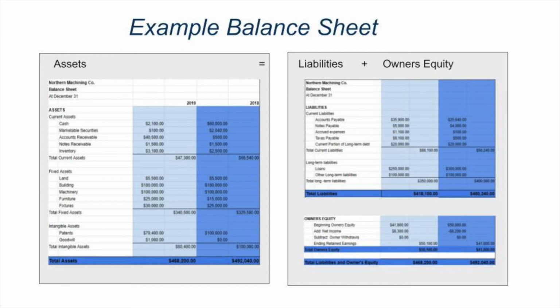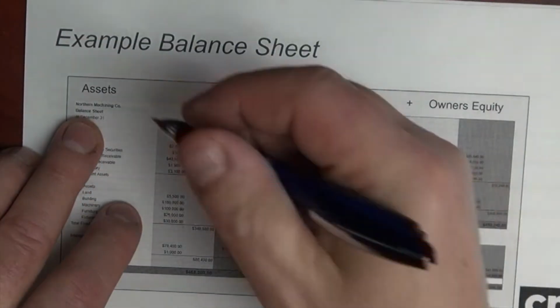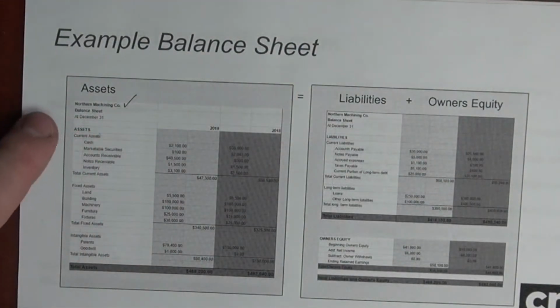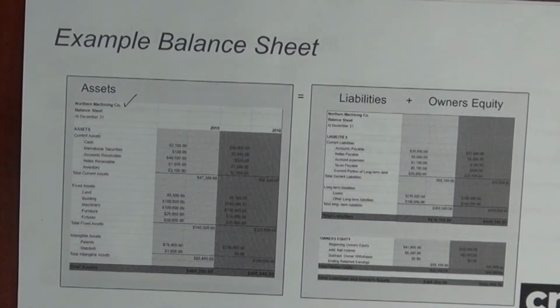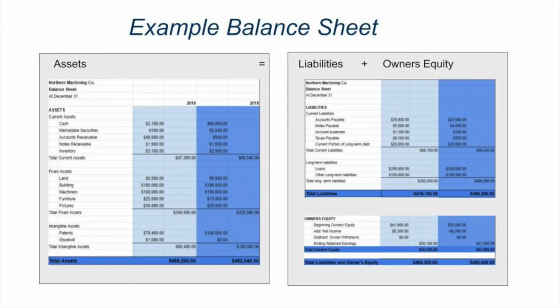The balance sheet, first of all, is normally presented in a manner similar to what I'm presenting here. Not all of them look identical in format, but they all have the same setup. First and foremost, the balance sheet will have information with regards to what it's a balance sheet for. In this case, this is a balance sheet for a company called Northern Machining.